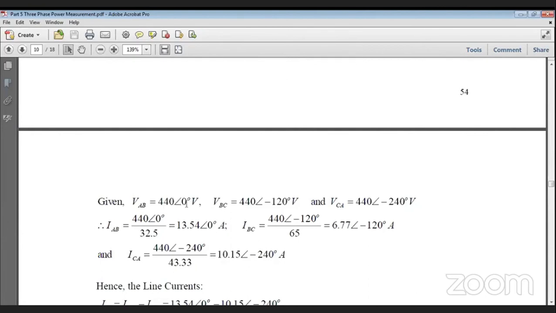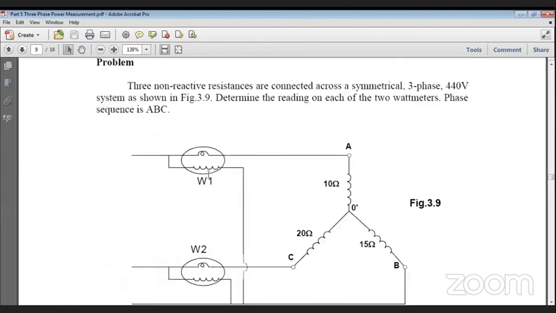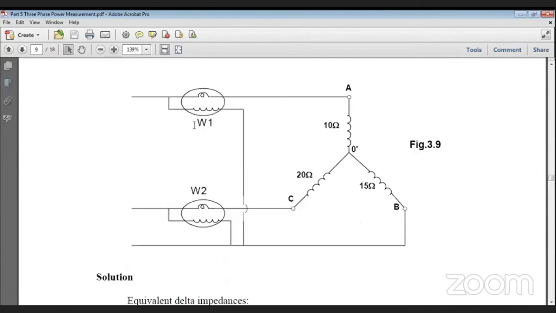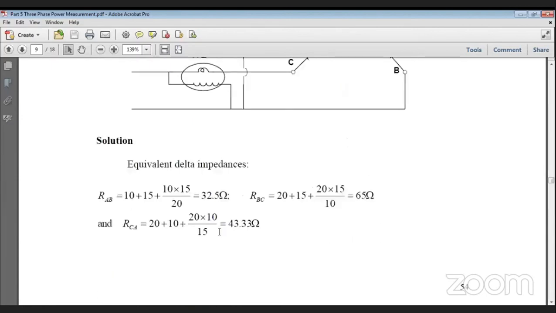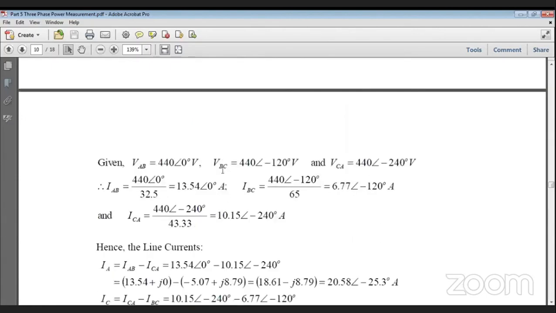Now therefore, look at this W1. VAB is the potential coil voltage. What is W2? It is VCB. But here VCB is not there, but VBC is there. So VCB is just opposite to VBC. So what you do? You simply add 180 degrees to the phase angle. Automatically it will be VCB. That means it will be 440, then the angle will be minus 120 plus 180.